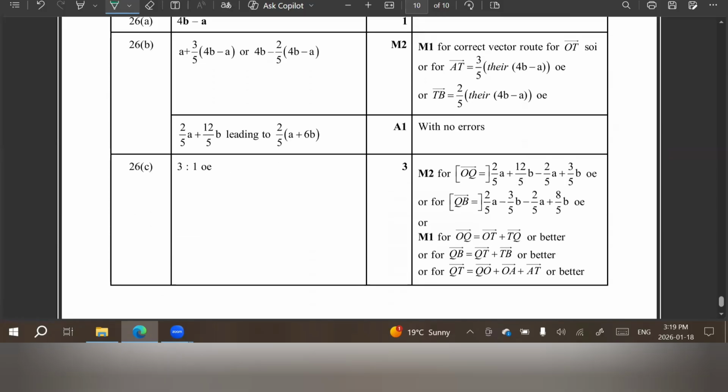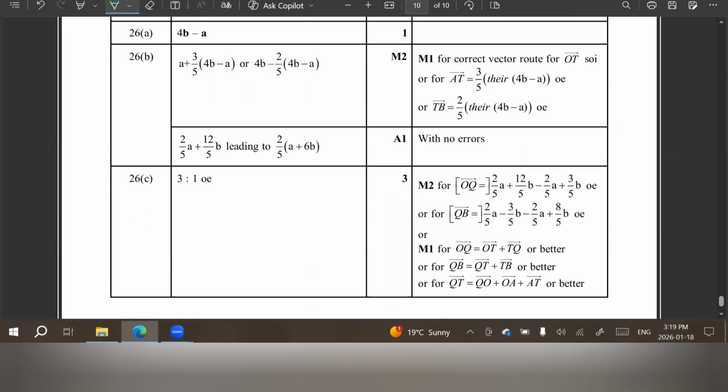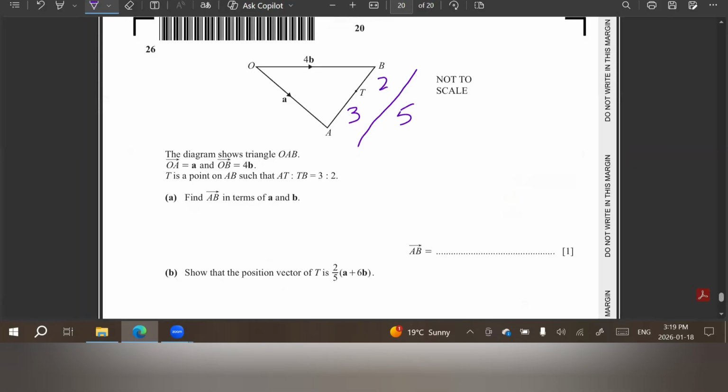Then their question is, show the position vector of the T. Position vector of the T means find the OT. This is their question. From O, you have to come to T. The method is very simple. From O, go to A. From A, go to T. Very simple, straightforward solution.